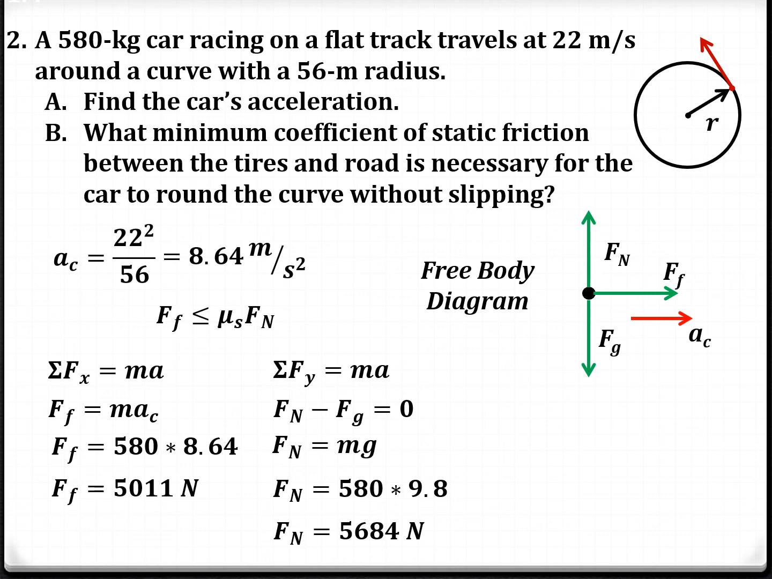Now we can take that force of friction that we have and the normal force that we have, and plug them both into this equation to figure out that coefficient of friction. So we take the normal force to the other side and divide the force of friction, which is 5,011, by the normal force, which is 5,684, and that gives us that our coefficient of static friction has to be at least equal to 0.882 in order to keep this car moving around in a circle.